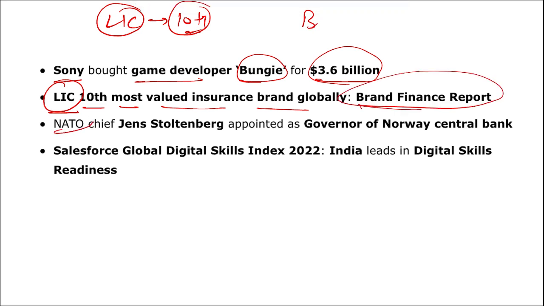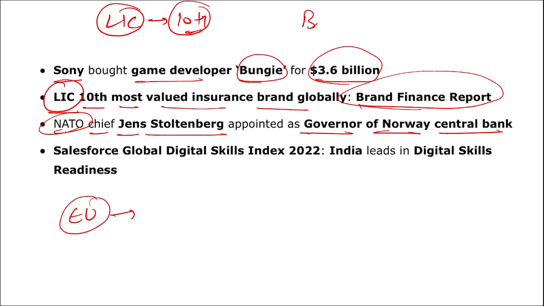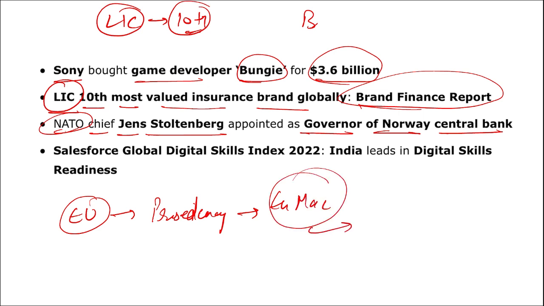Alright, next is NATO, North Atlantic Treaty Organization's chief Jens Stoltenberg appointed governor of the Norway Central Bank. Apart from this, if I ask you which country is having the presidency of European Union, which country? Tell me. It will be the country of Emmanuel Macron. Emmanuel Macron is the president of which country? Can you tell me? He is of France.